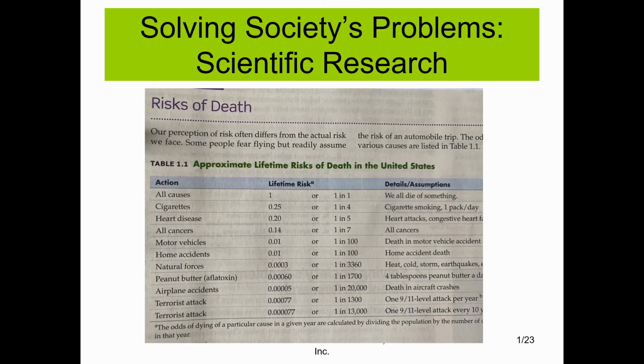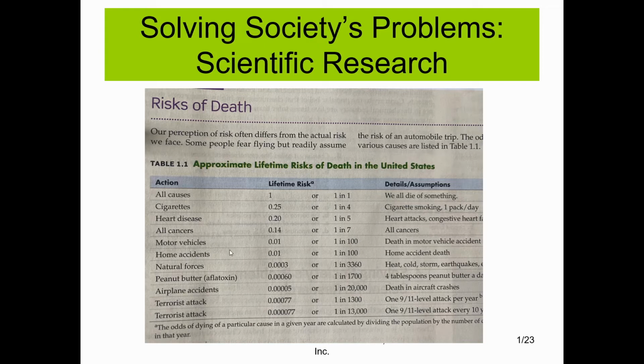In this figure, we're looking at the risk of death from a variety of different actions in the United States. Of all causes, 25% of deaths in the United States are caused by cigarettes, 20% by heart disease, 14% by cancer, 1% by motor vehicles, etc. Sometimes the risk of an action is different than the perceived risk.